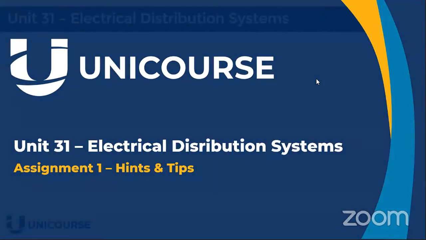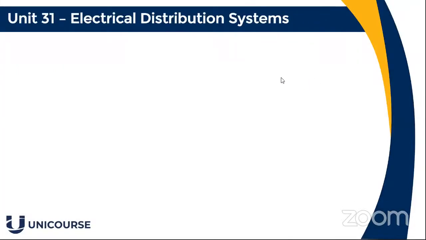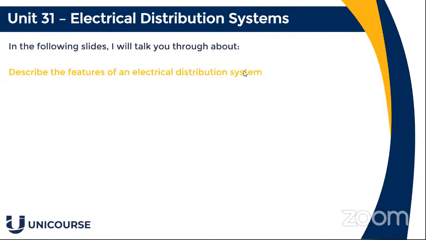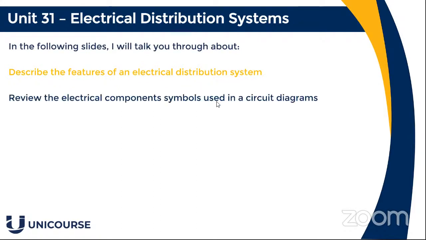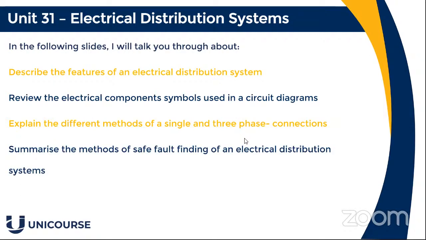I'm going to take you through the theory behind electrical distribution systems, and then at the end we'll be looking at the hints and the tips on how to complete this first assignment. So we'll look at the features of electrical distribution systems, reviewing the component symbols, which can be found in the UniCourse guide notes and also in further reading. We'll look at different methods of single and three-phase connection. We'll summarize methods used of safe fault finding, and then we'll look at electrical distribution systems.